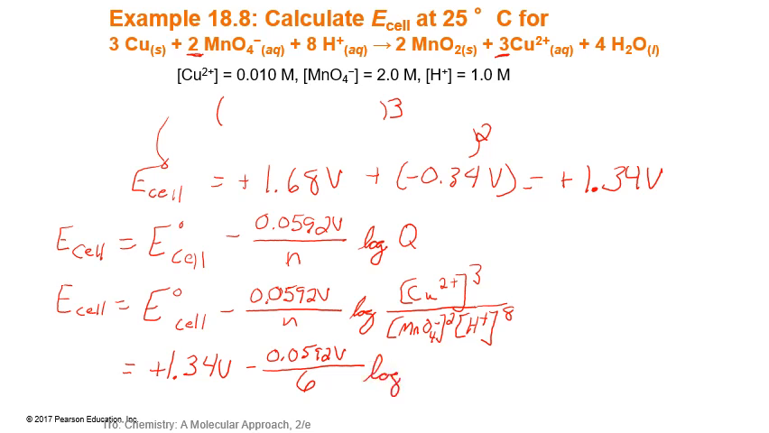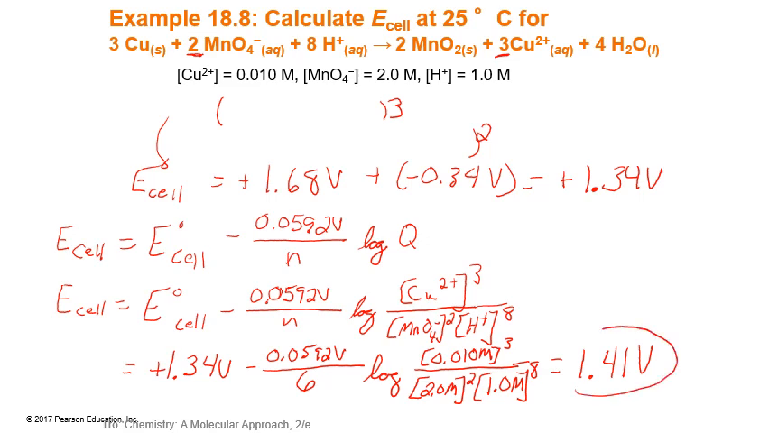Times the log of our copper concentration that was given to us to the 3rd power, our permanganate concentration squared, and our acid concentration to the 8th. And if we solve this equation, we get 1.41 volts for our answer under non-standard conditions.